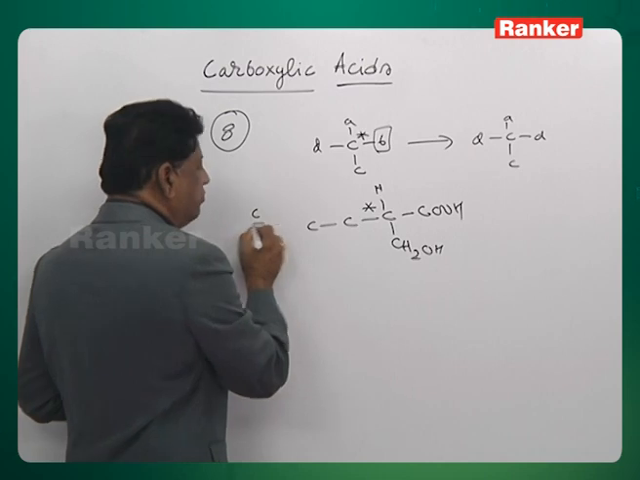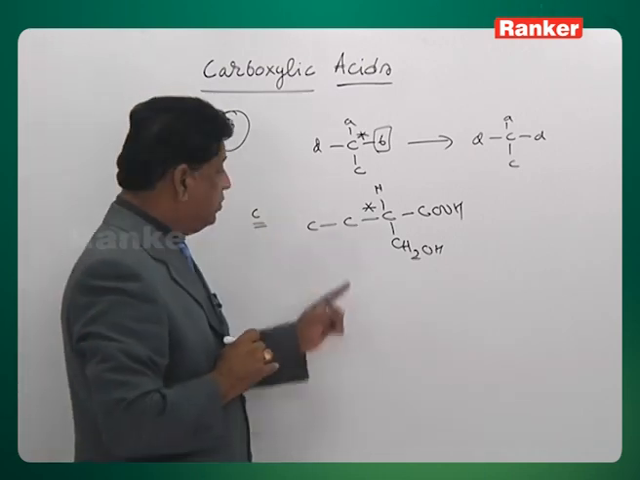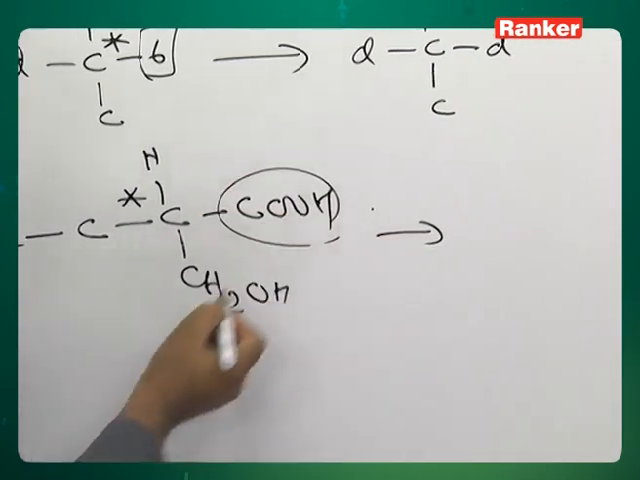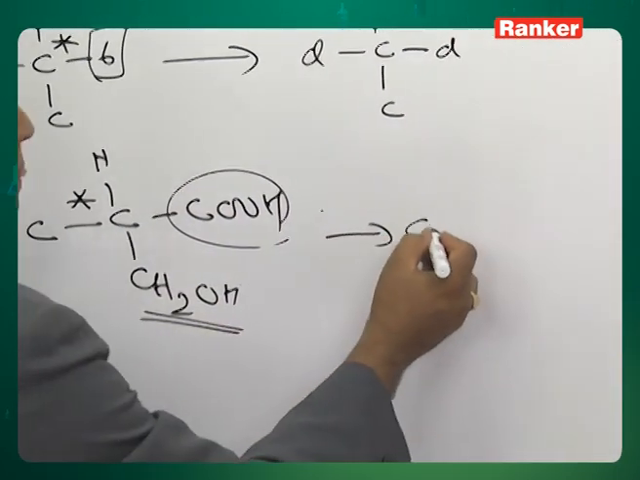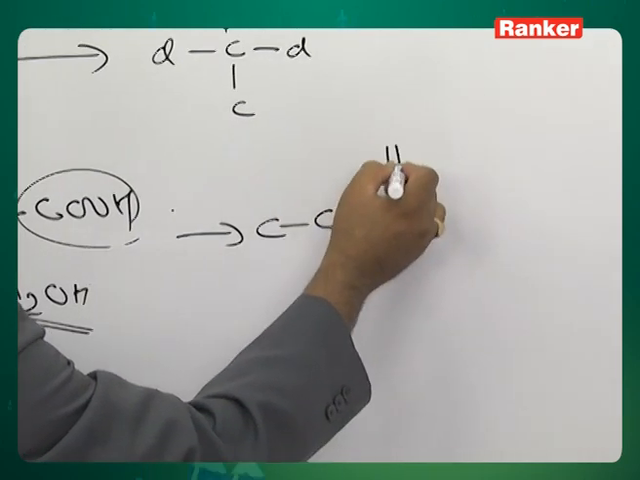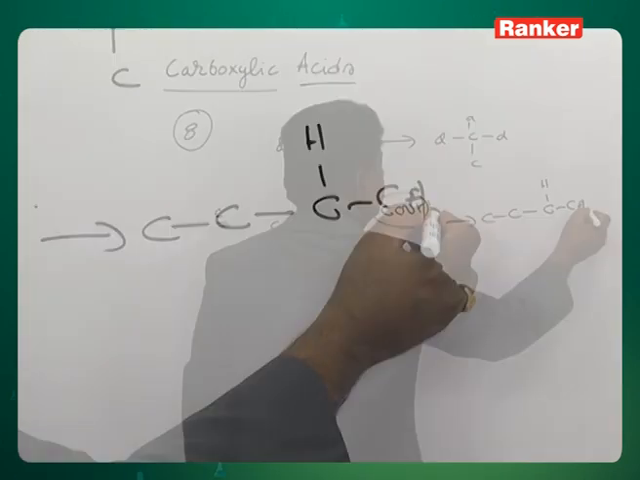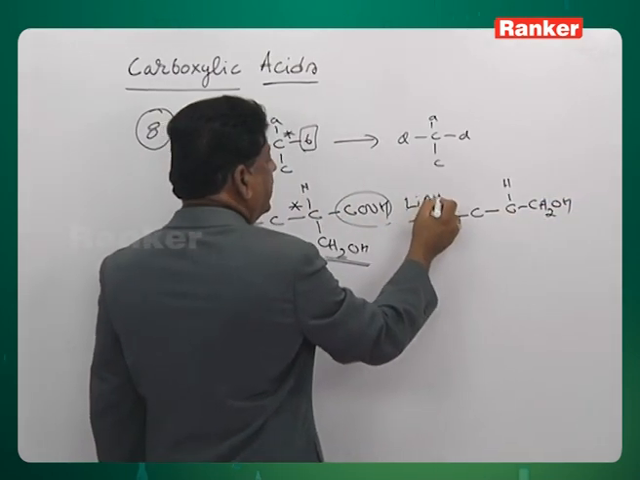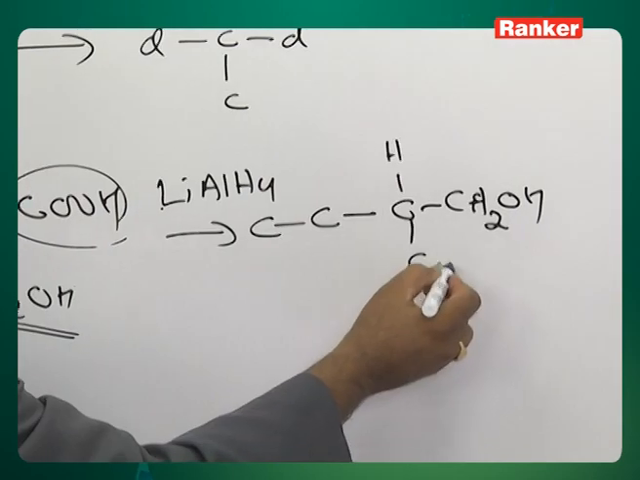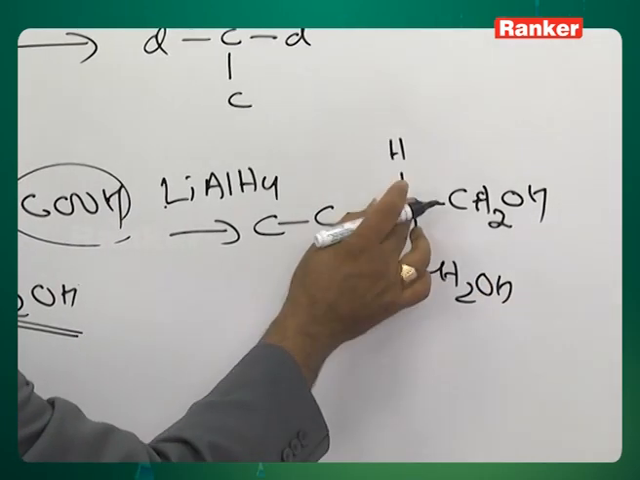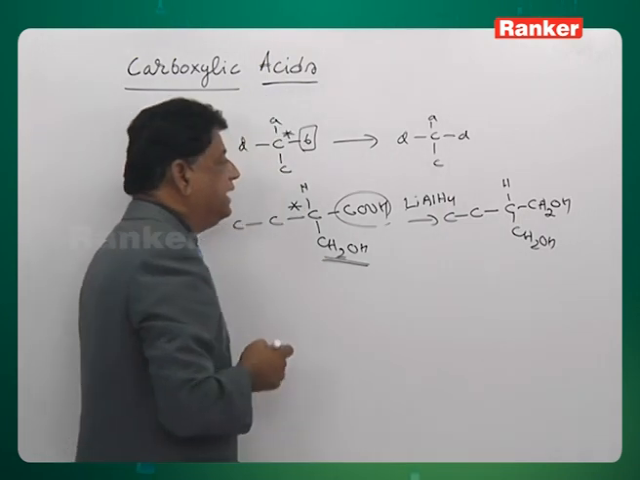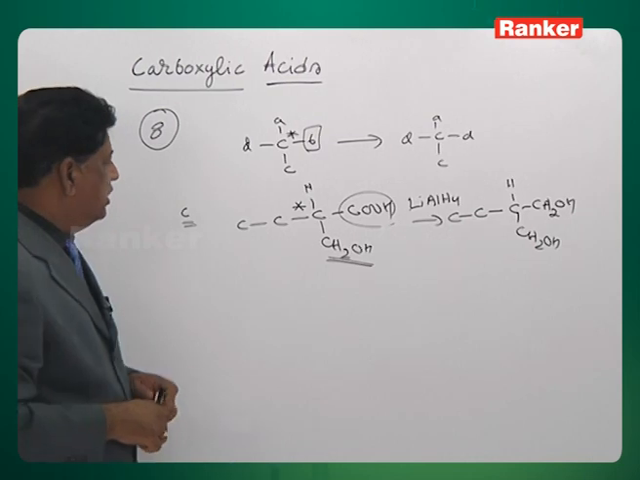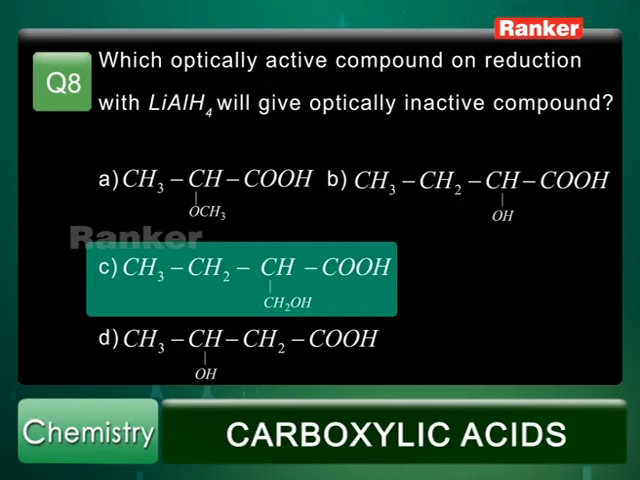So, this is optically active. Option C, if you carefully observe, is the optically active compound. On reduction with lithium aluminum hydride, this COOH converts into a group which is already there. So, therefore, it will become an optically inactive compound. A CH2OH is generated out of the lithium aluminum hydride, so already a CH2OH is there. So this will become optically inactive. This is the right answer. The other one also won't be inactive. So option C is the right answer.